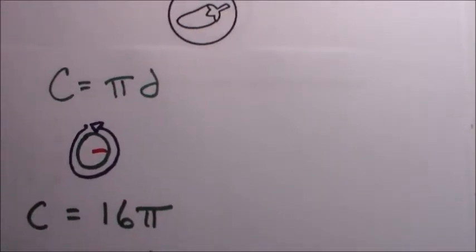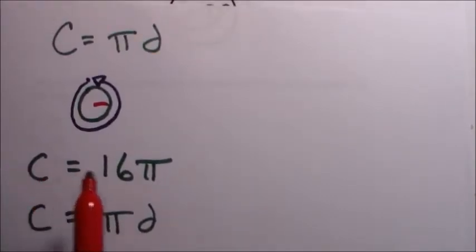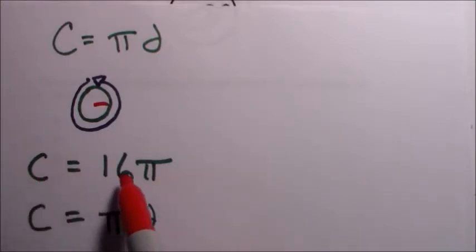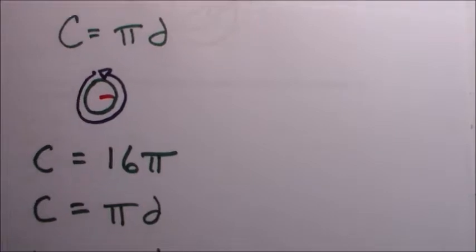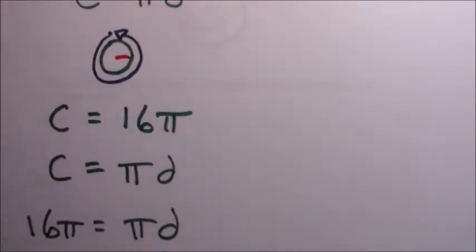All right, let's do the math. So again, circumference equals pi times diameter, and their circumference here is 16 pi. Well, if their circumference is 16 pi, and the circumference also equals pi times diameter, we know that 16 pi equals pi times diameter.